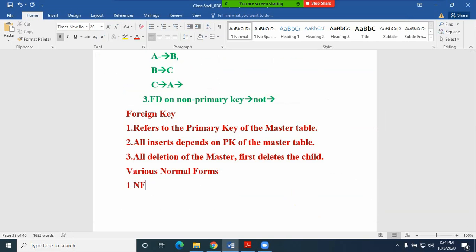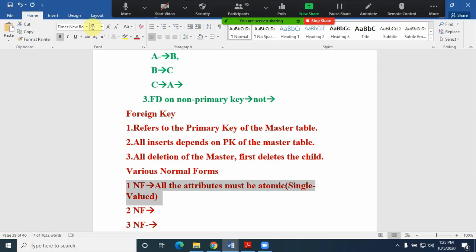So 1NF, and we are now into 2NF, and thereafter we are having 3NF. So 1NF, simply I am writing, friends, so that you can remember easily. All attributes must be atomic. Atomic means single valued.